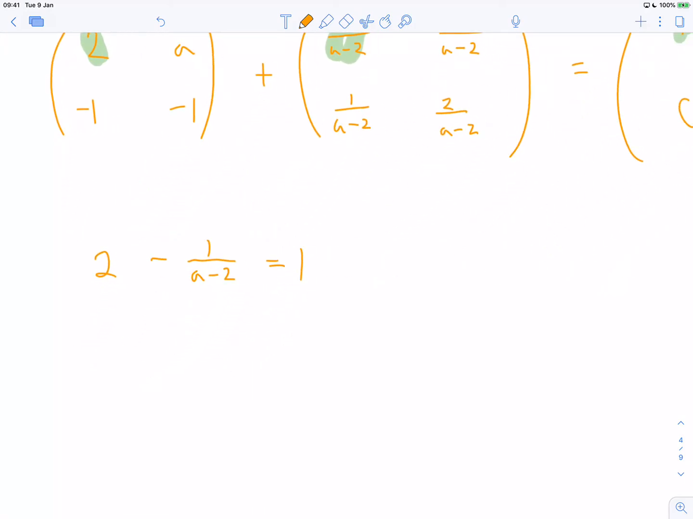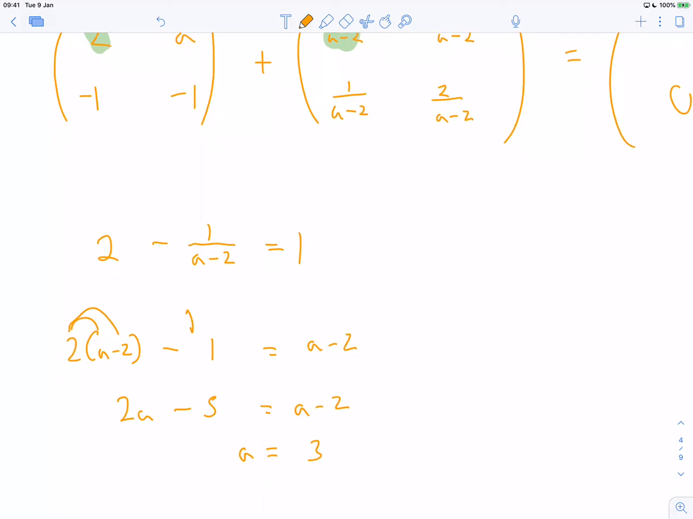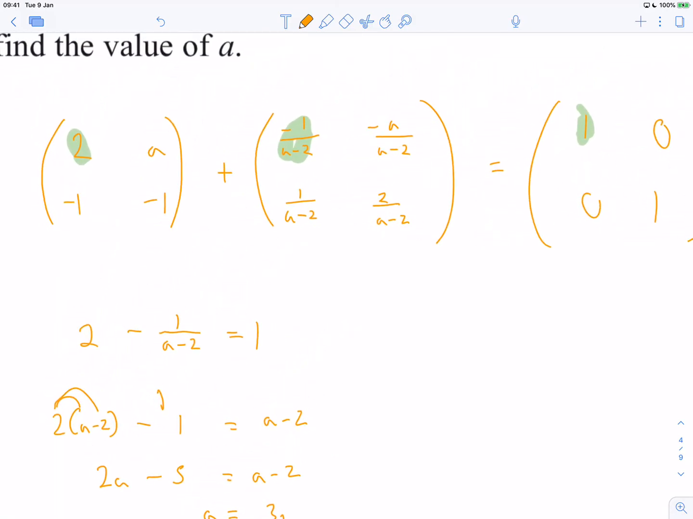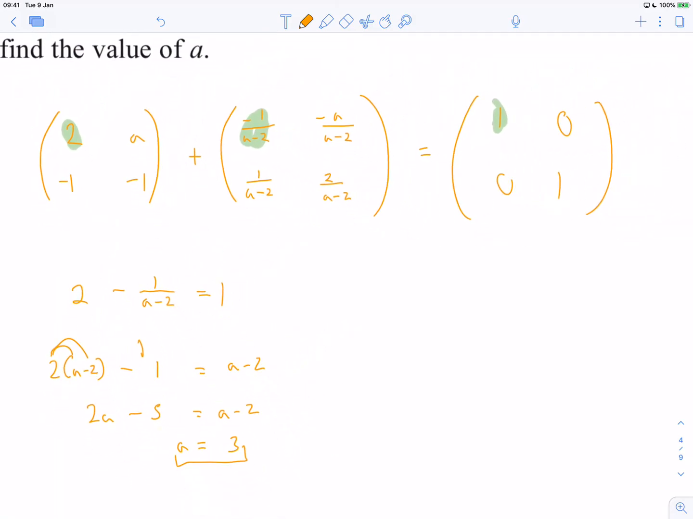If I times everything by a minus 2, I get 2 lots of a minus 2, minus 1 equals a minus 2. 2 lots of a is 2a, 2 minus 2 is minus 4, and this minus 1 makes minus 5. So if I add 5 to both sides, that's 3. If I minus a from both sides, a equals 3. Right. If I substitute that all in, let's see if that works.